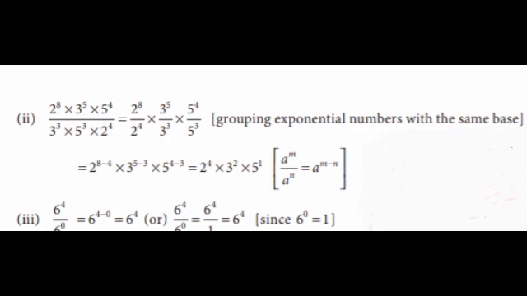Okay. Next, third question, 6 to the power 4 by 6 power 0. 6 to the power 4 minus 0. What is 6 to the power 4 minus 0? 6 to the power 4. Otherwise, we can write the answer like this. 6 power 4 divided by 6 power 0 equal to 6 power 4 divided by the value of power 0, which is 1. So, the answer is 6 power 4.